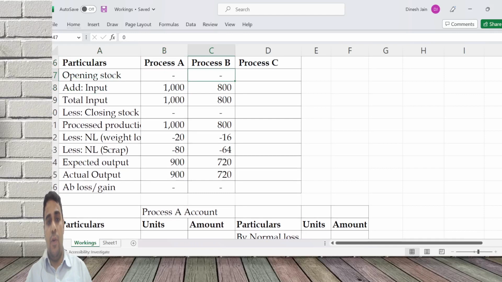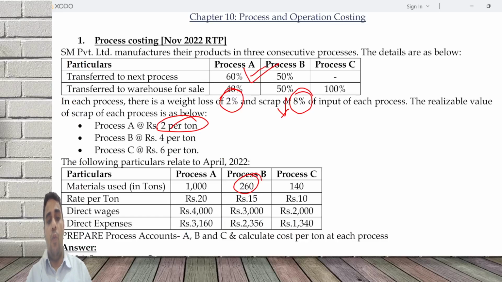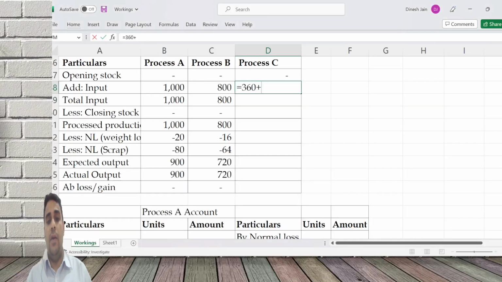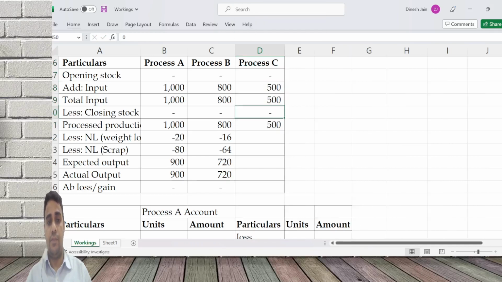Then process C, opening stock 0. We got 360 from the other process. On top of that, I added another 140 tons. Total input, no opening and closing stock and all. 2% weight loss, 8% scrap. Expected and actual is same.